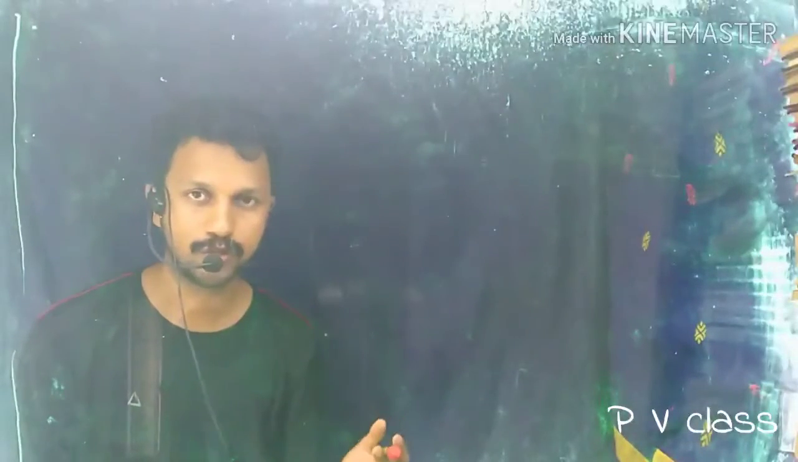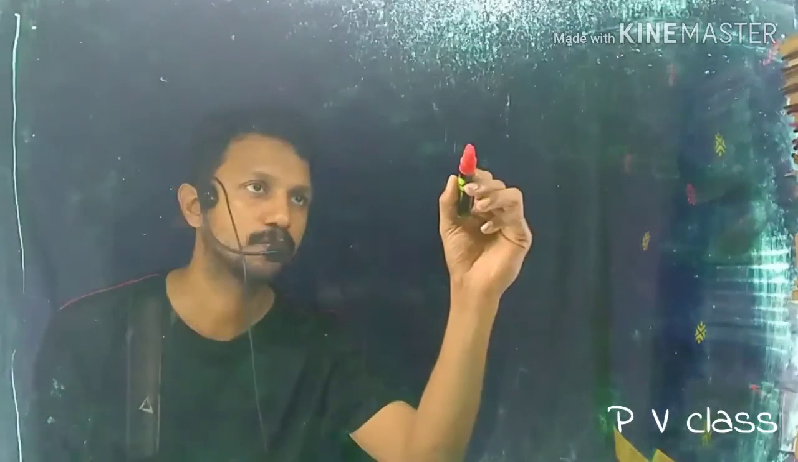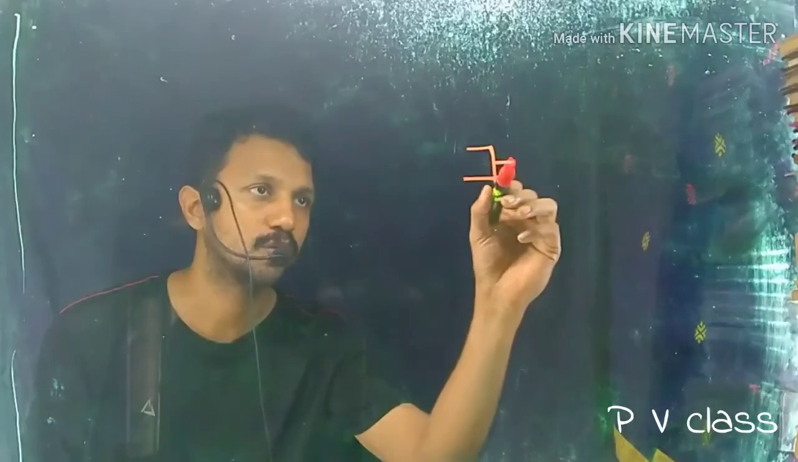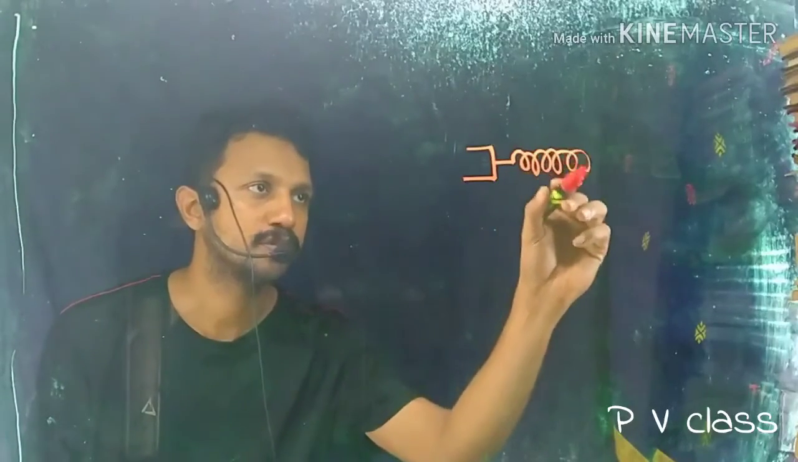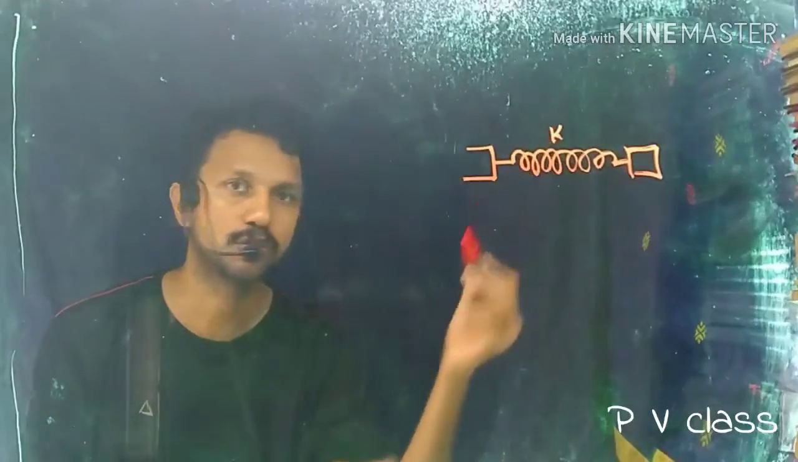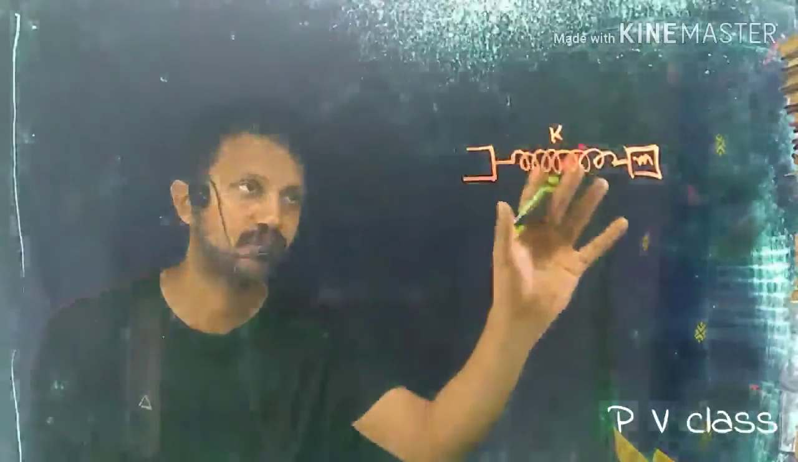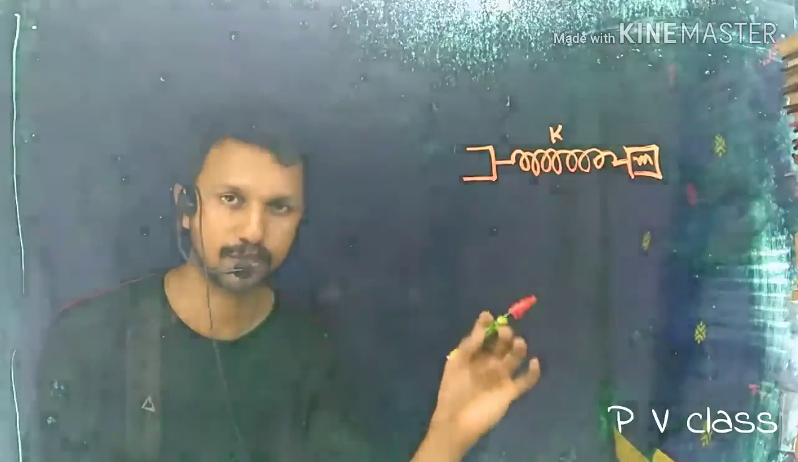Hi friends, today we are going to speak about the time period of a spring. For that, I am drawing a spring over here. This is our spring. It has a spring constant K. There is a mass attached to the spring. Assume that the spring is a massless spring.